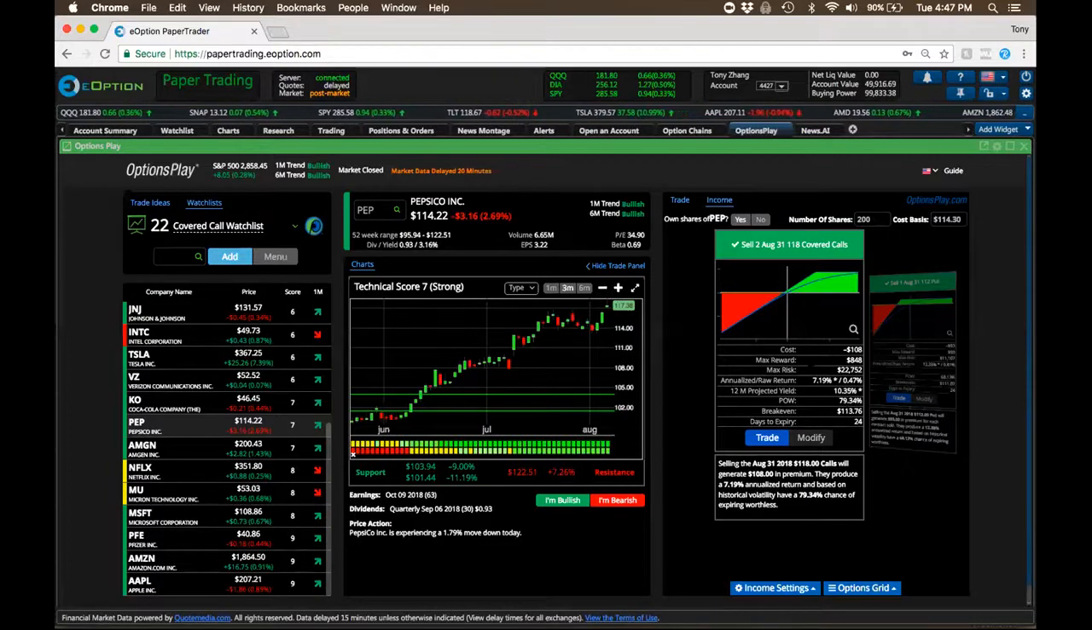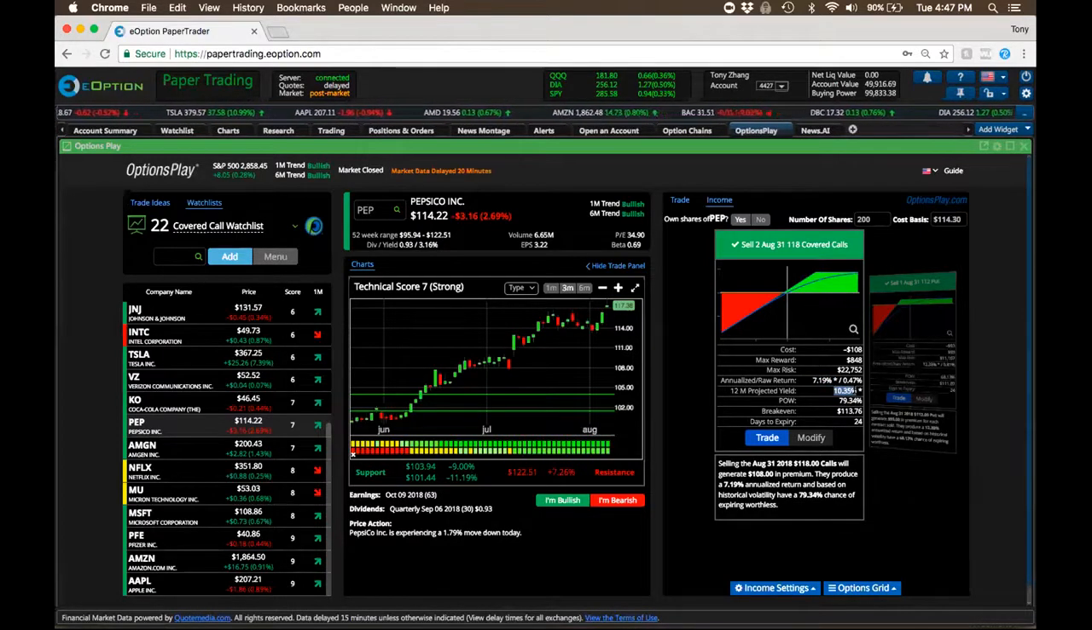And all I have to do is look at the yield. So here, the yield is 7.19%. Pepsi pays a pretty nice dividend of 3%, almost double what the S&P 500 is paying. So you're getting a pretty nice dividend if you own Pepsi stock at 3%. But this covered call gives you an additional 7% on top of that. That brings your total yield for the year to about 10%.